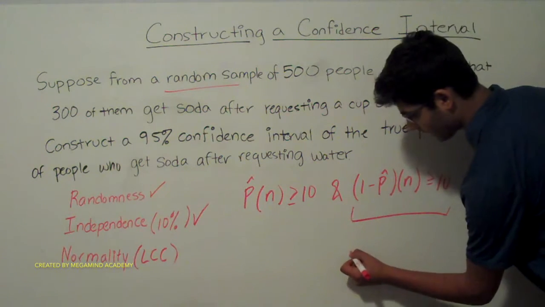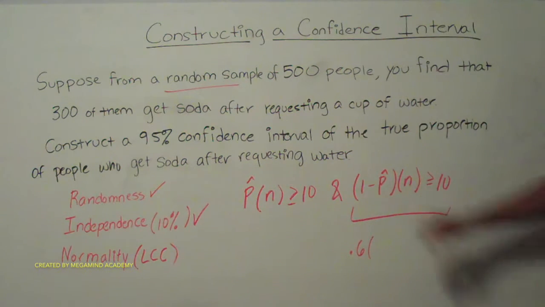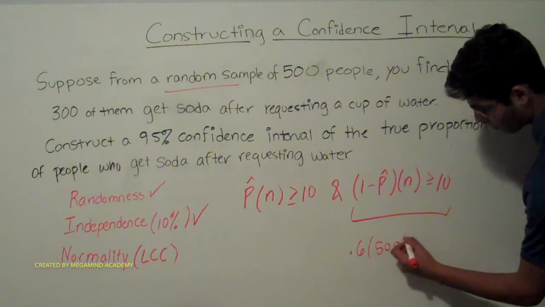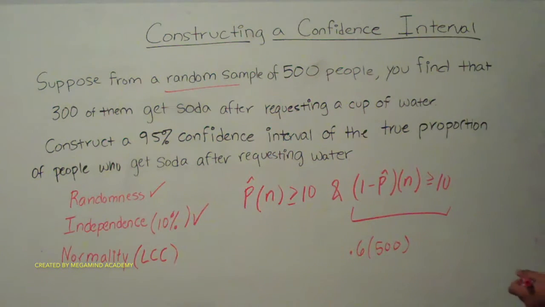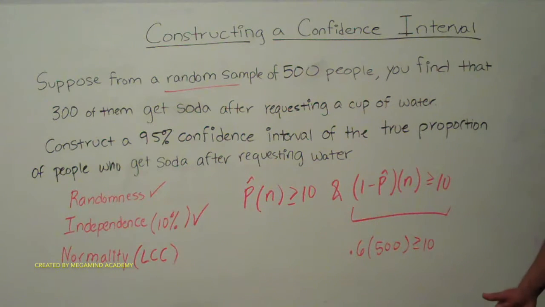So 0.6 times our sample size of 500, which is n. So 0.6 of 500 is clearly over 10. That's 300. So we know that this is a normal curve.